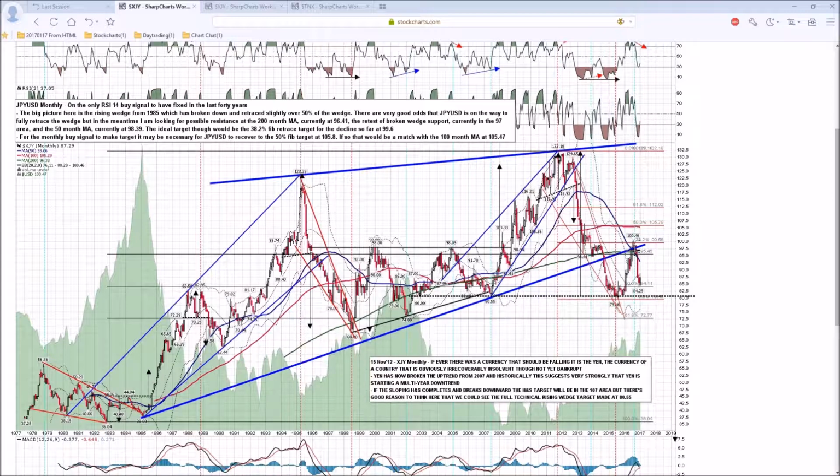Now, another reason I was really keen on this area as a target, and I think this might actually hold, is because once you get a breakdown, what are you looking for in a wedge? Well, you're looking for a reversal pattern, and you will often get a back test of the broken support level. And that is what we've had with this Fibonacci retracement. We've had a beautiful back test of the falling wedge support trend line.